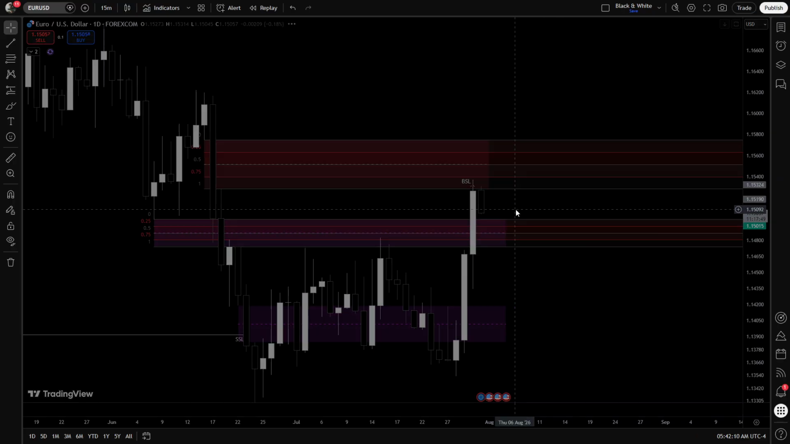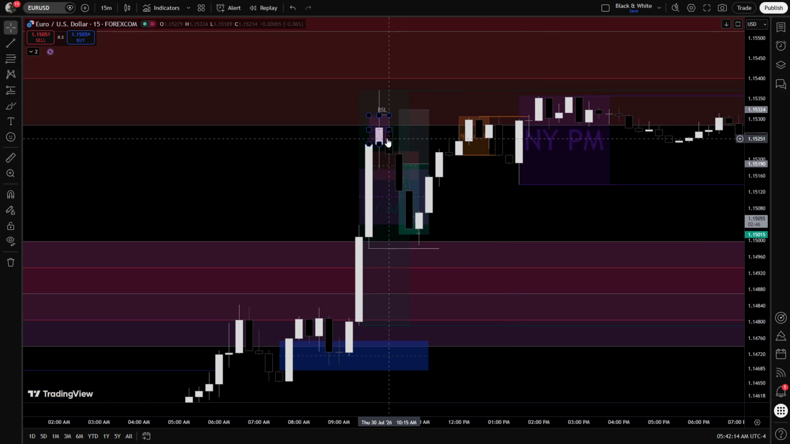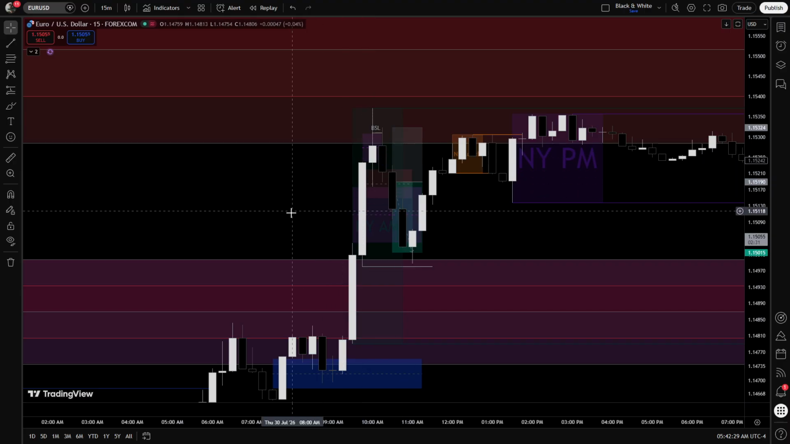So I was like, now that at the very 10 a.m. when the silver bullet starts, you all guys know about it, right? ICT's famous silver bullet, right? It is from 10 to 11. Yeah, it is from 10 to 11.